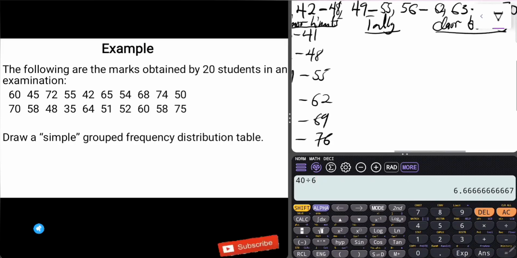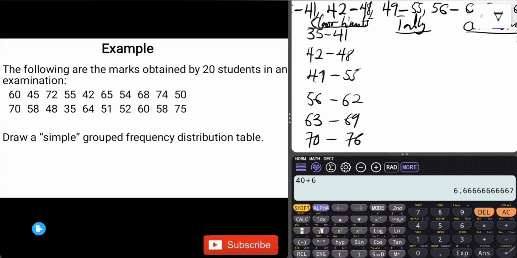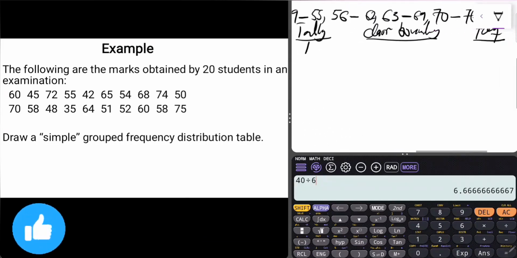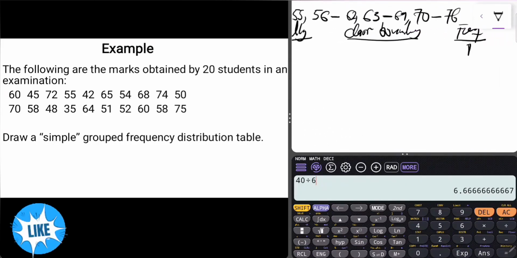So now from 35 to 41, we have just what? 35 that will fall within. Do you have any? Take your time. Do you have any 40? Okay, let's see. So 60, 45, no. 70, 58. So you can clearly see that it's only 35 that falls within 35 and 41. That will go into one stroke, and that's going to have a frequency of 1. I hope that is accepted.